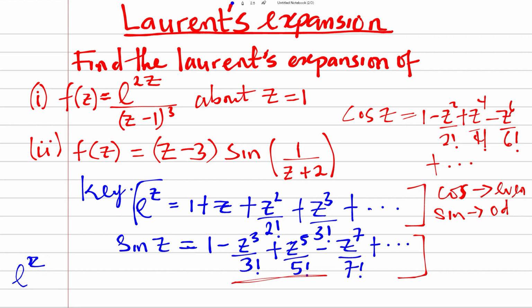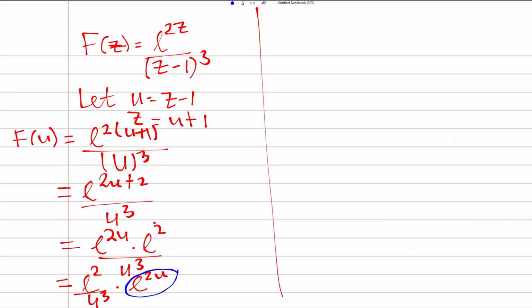So anywhere I see z in this expansion, I'll now put 2u. Instead of 1 plus z, it will now be 1 plus 2u, then plus 2u all squared, and dot dot dot. So that is what I am going to do.